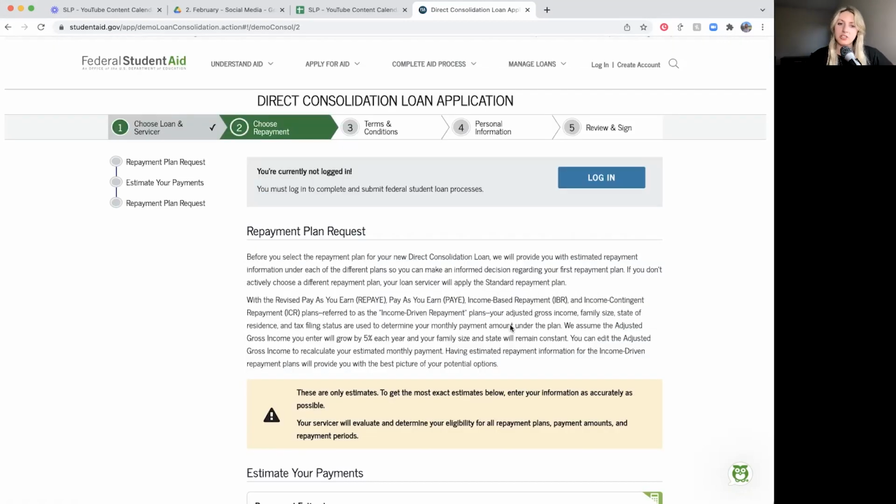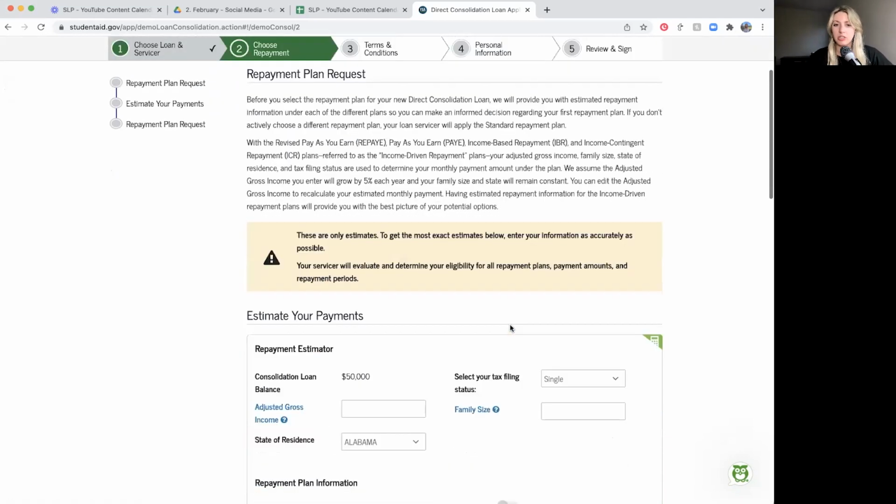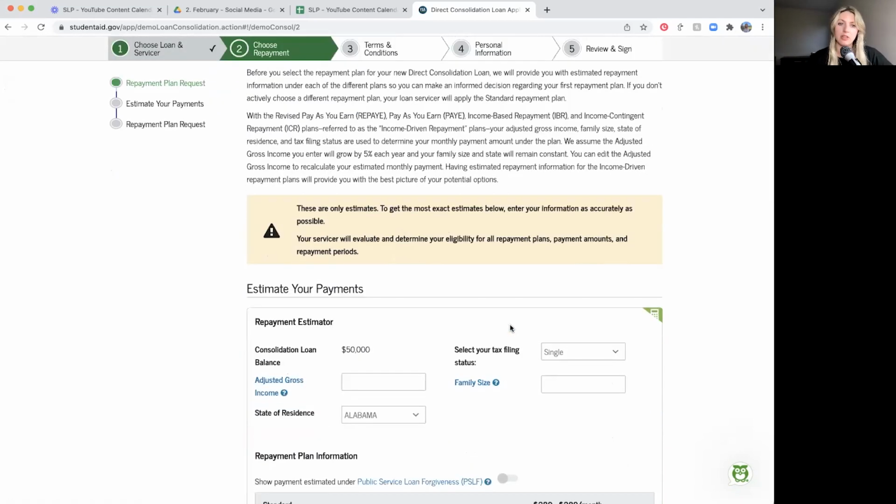On this next page, it's going to want you to estimate what your payments are going to be. If you know that you have not made 120 payments yet and you're still pursuing PSLF, then we need to be applying for an income-driven plan.